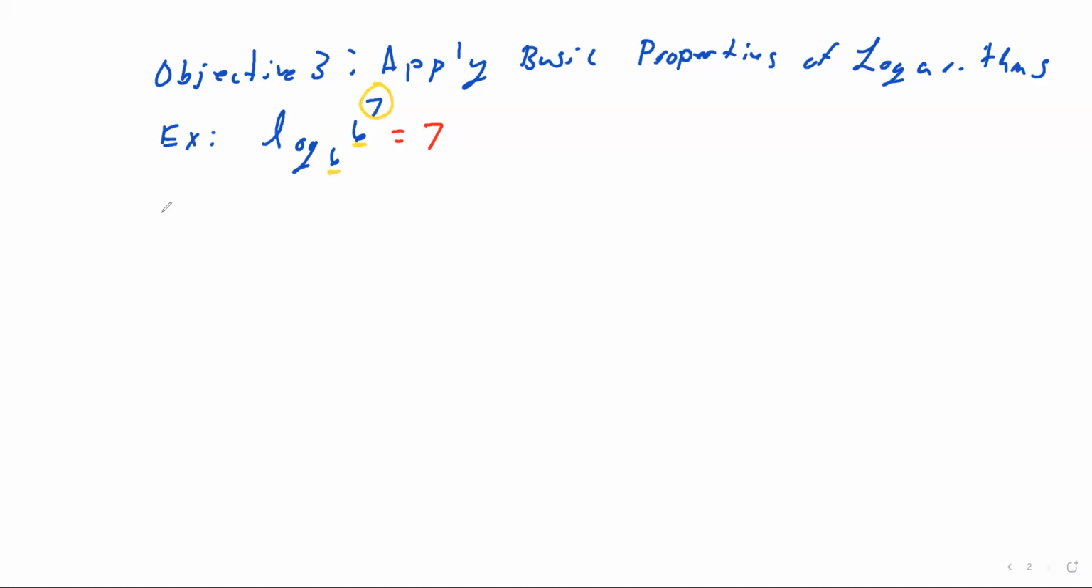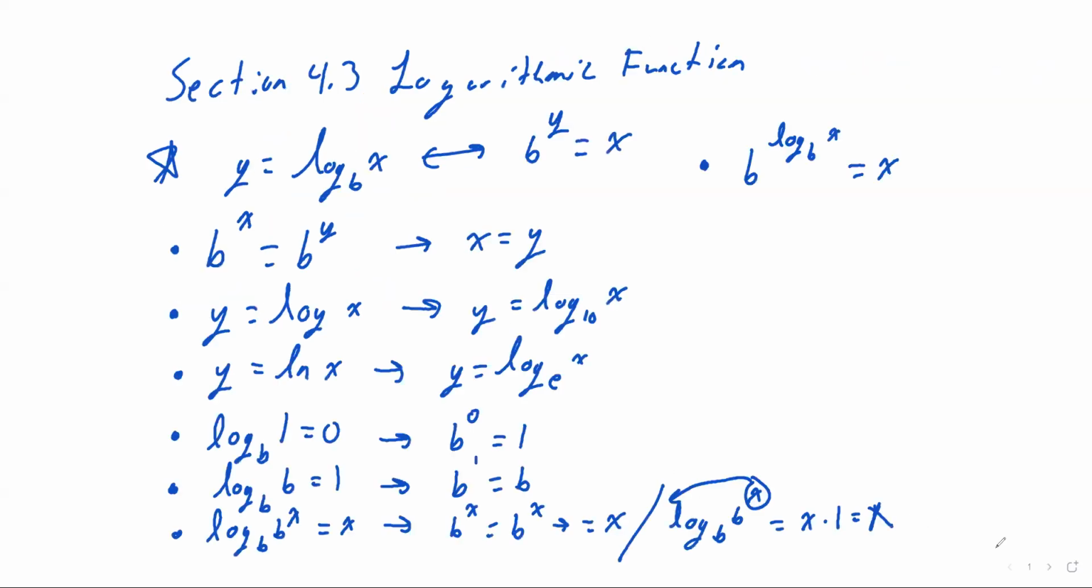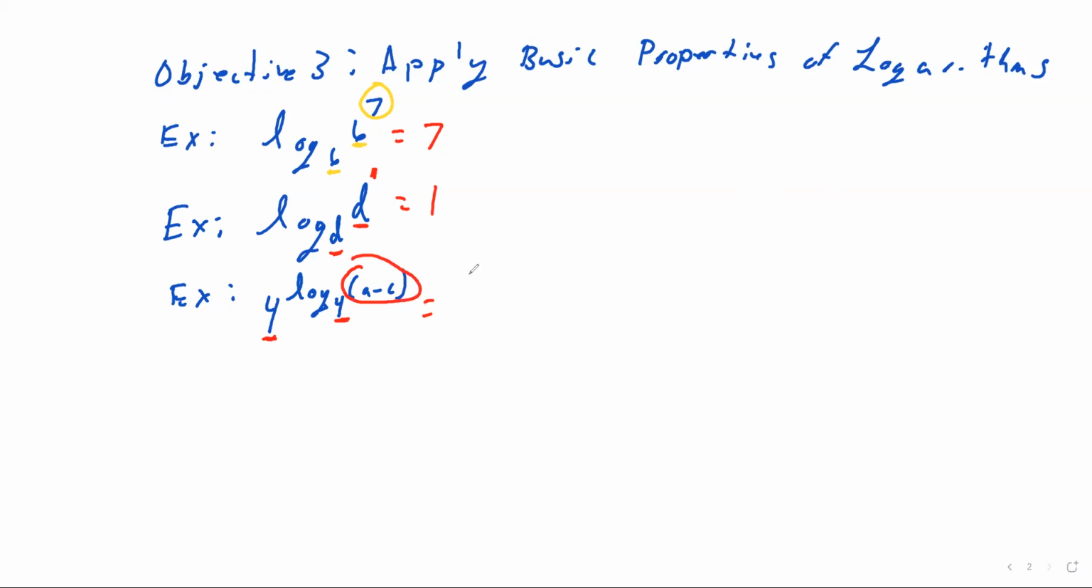All right, let's look at another example. Let's look at log base d of d. Going back to the properties we wrote down, if these are the same, then the answer is just 1. You can also imagine there's an imaginary 1 as an exponent. All right, let's look at another example. If I have 4 raised to the log base 4 of a minus c, that would equal, let's see, this base is the same as this base. When I have that, then the argument is my answer, which in this case would just be a minus c.